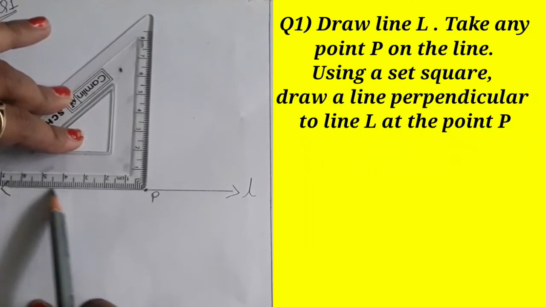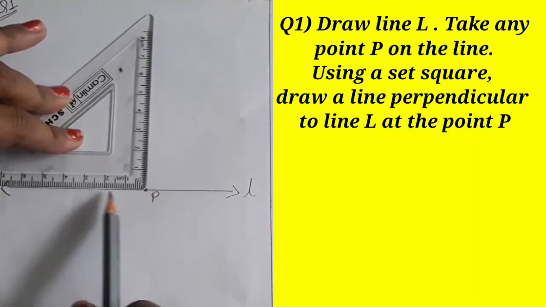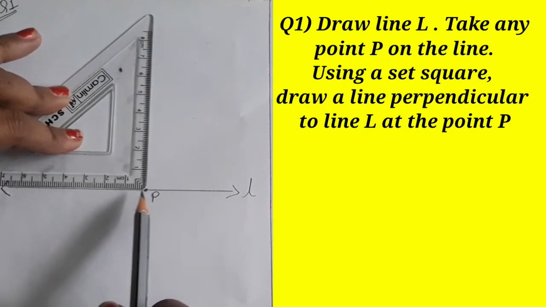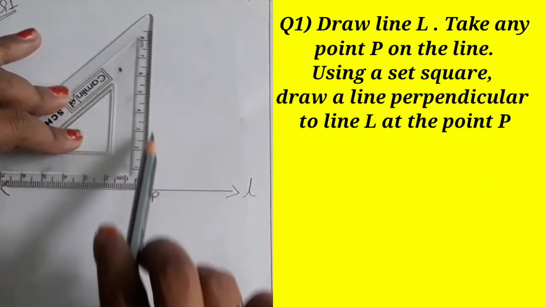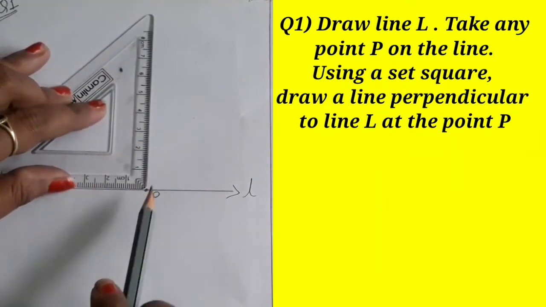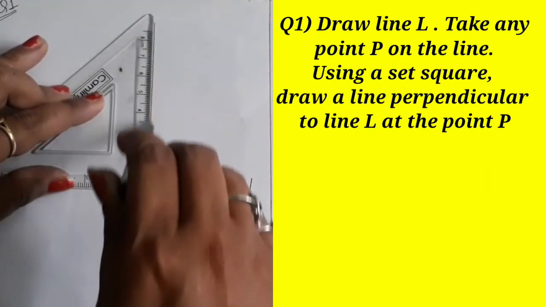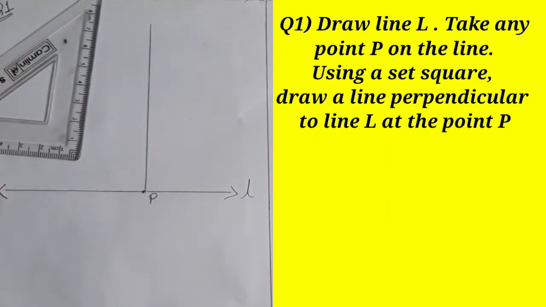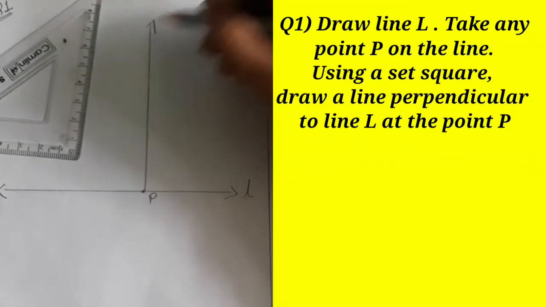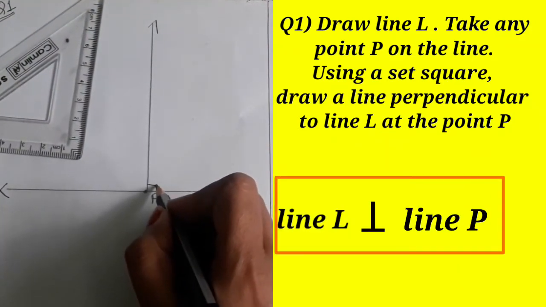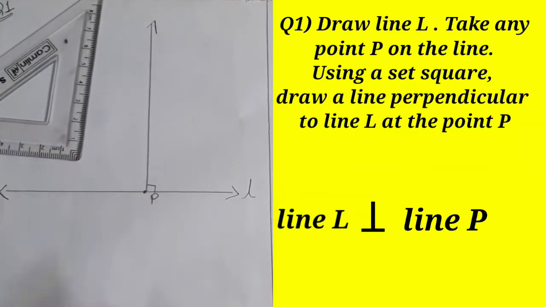You can now observe here. The downward side is equal to this line L. The next side is vertical to the line at the point P. We will draw the line on the point P. So here we will give the perpendicular sign, 90 degrees.